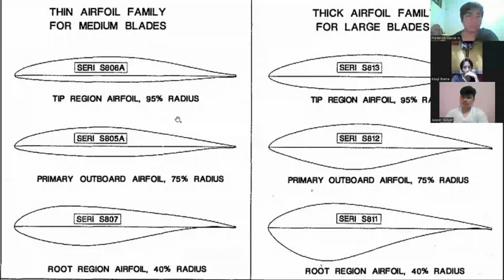Here we have a different airfoil family for medium blades and a thick airfoil family for large blades. We can see that there are actually very different designs for the blades. These translate to different efficiencies for different wind speeds and different length blades.